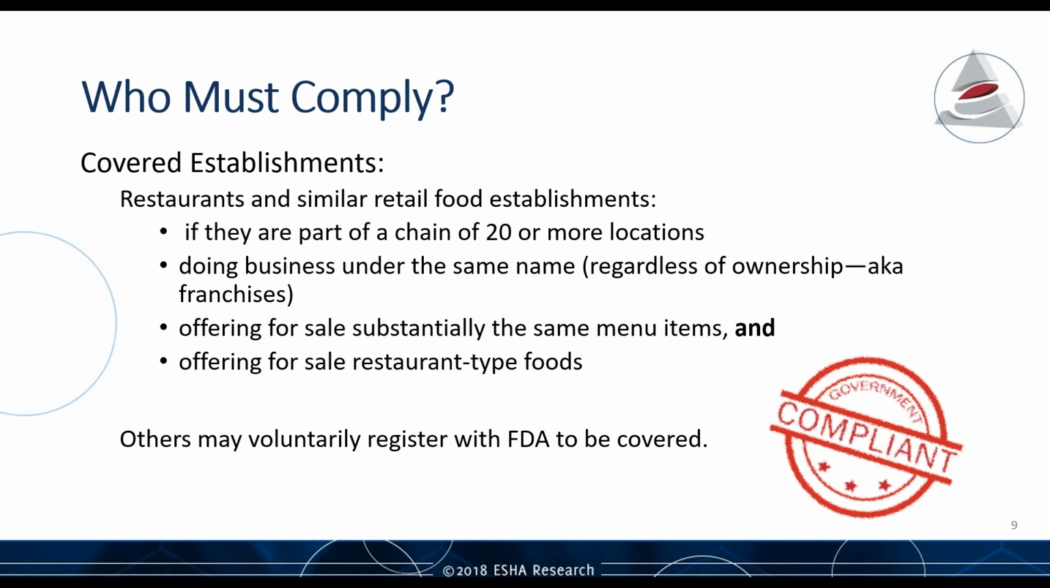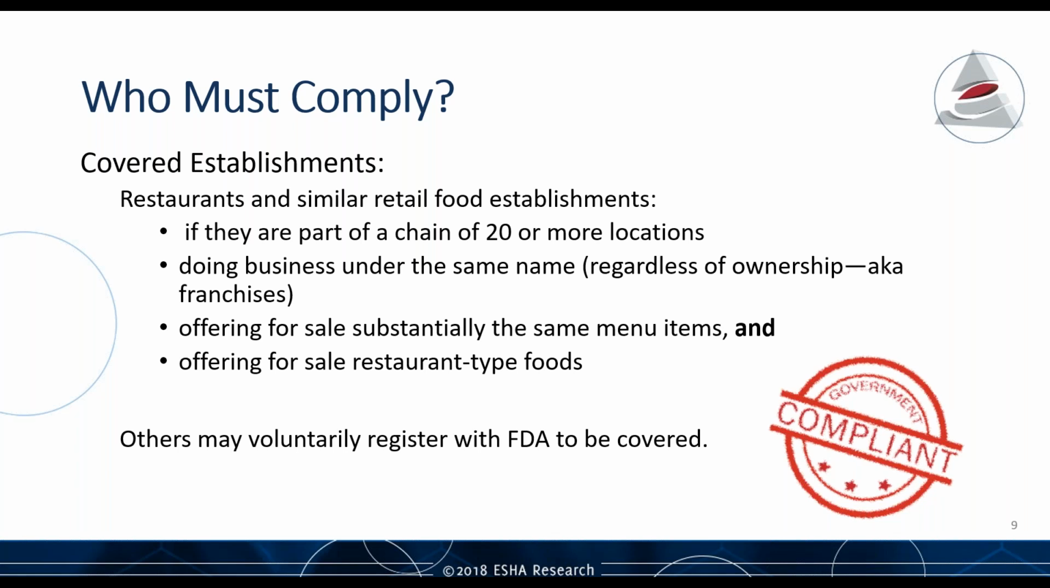As a very brief refresher of some key definitions from the menu labeling regulations, covered establishments are restaurants and similar retail food establishments that have 20 or more locations, are doing business under essentially the same name, and that does include franchises, offering for sale substantially the same menu items, and offering for sale restaurant-type foods. Note the and.